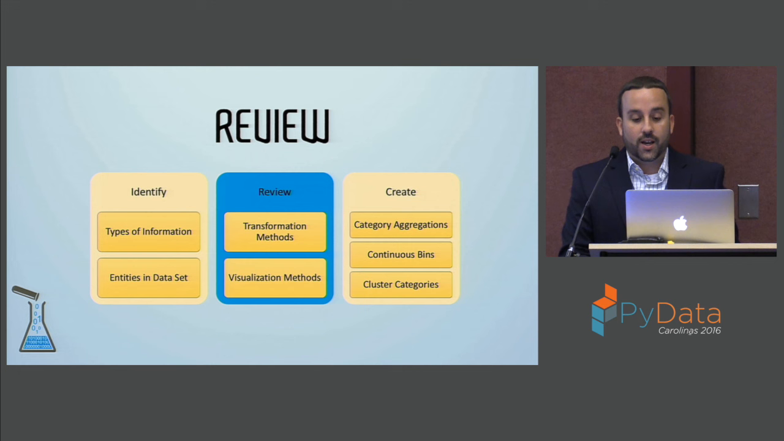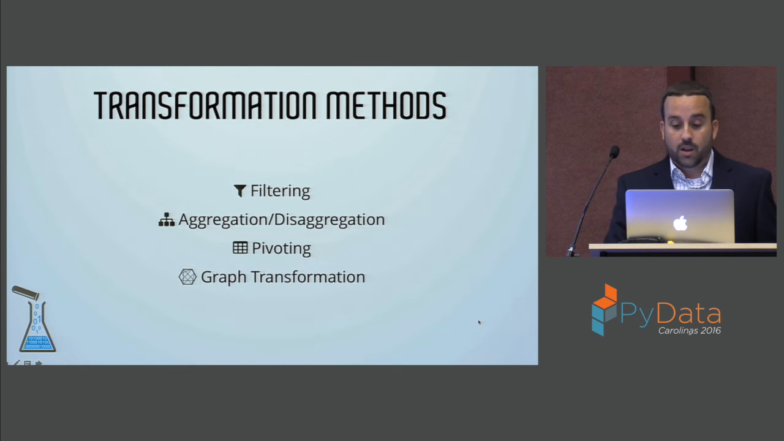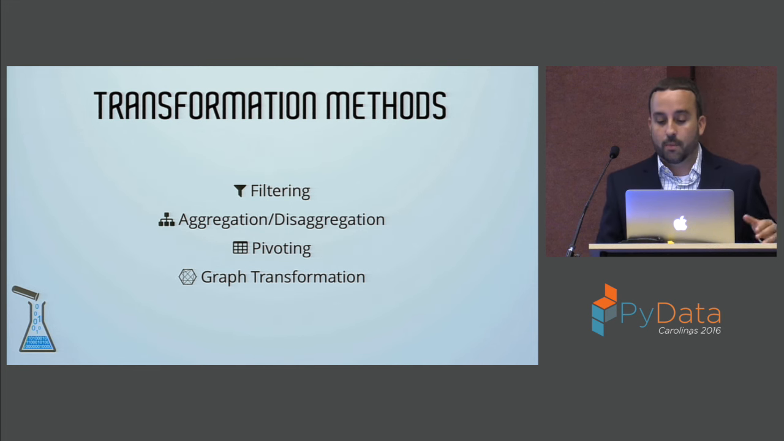The next step in the prep phase here is to review some transformation and some of the visualization methods that we have available to us so that they're fresh in our heads. And so first up, I have here the transformation methods. The first one I have listed here is filtering, which is basically taking the data set and making it smaller by either looking at less rows or less columns, or both. The next one is aggregation and disaggregation, and this is where you're changing the levels that we looked at before that you're analyzing the data at, getting either more or less granular.